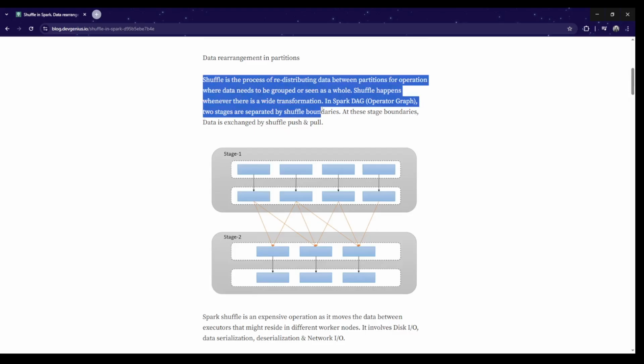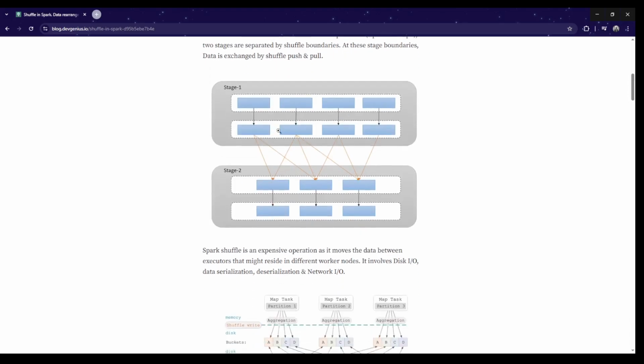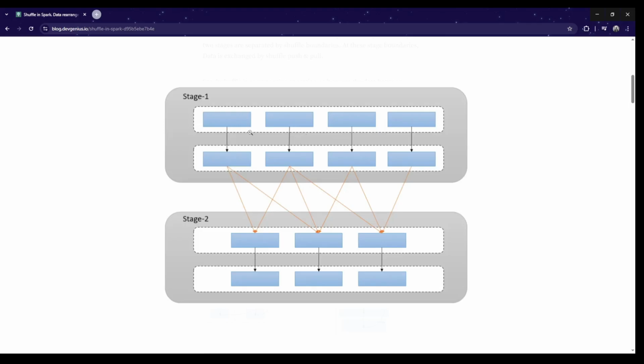This is what is documented here, and this is how it looks internally. So this is stage one and this is stage two. Each shuffle will sit as a boundary between two stages.